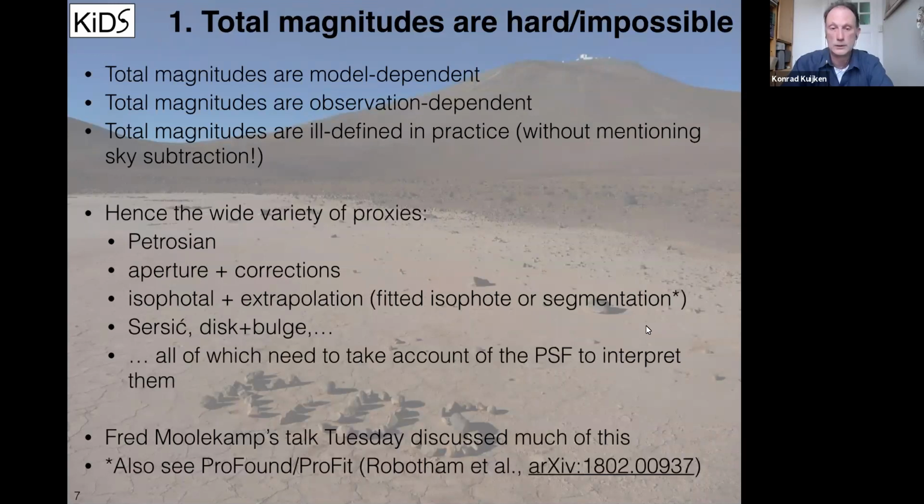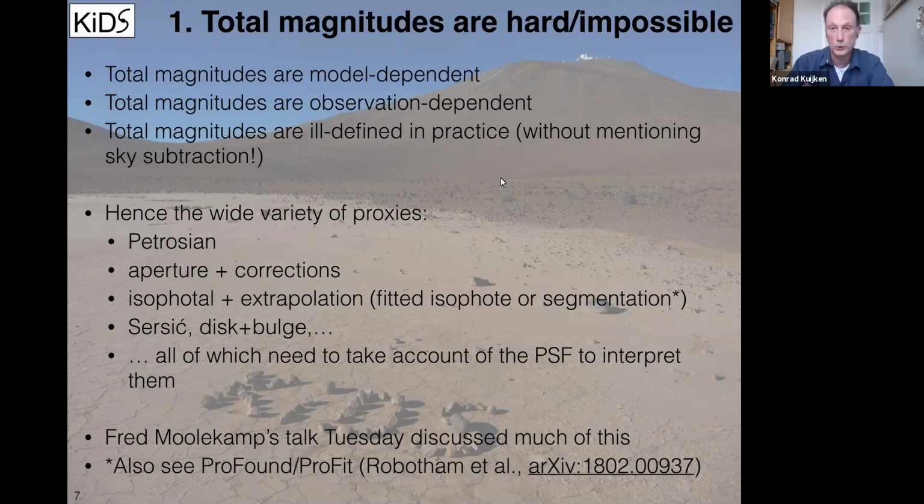So basically this means that truly total magnitude measurements are hard, if not impossible. They're model dependent, they're observation dependent. And so I would say that to some extent, depending on the quality of the data and the source you're looking at, they're actually an ill-defined quantity. And I haven't even talked about k-correction, which is yet another aspect of this whole business.